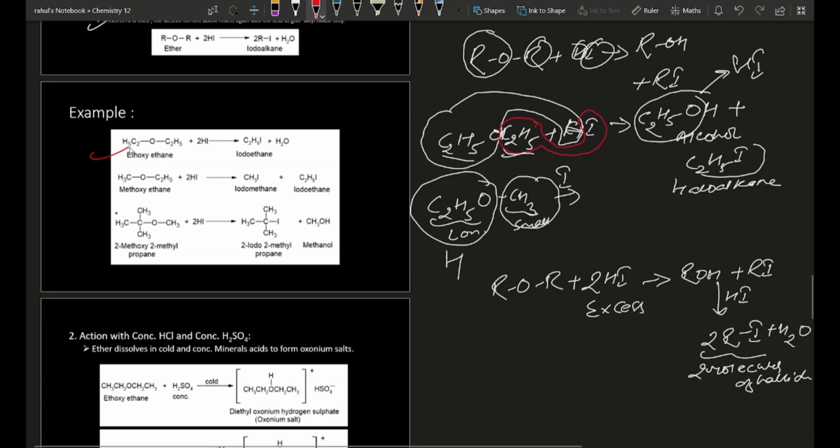Ethoxyethane, that is C2H5O C2H5. This reacts with two molecules of HI to give iodoethane plus water. The next example is methoxyethane to give iodoethane and iodomethane. So दुईटा this is unsymmetrical, त्यही भएर यसले दुईटा different halide group दिने भयो. So this one is one.